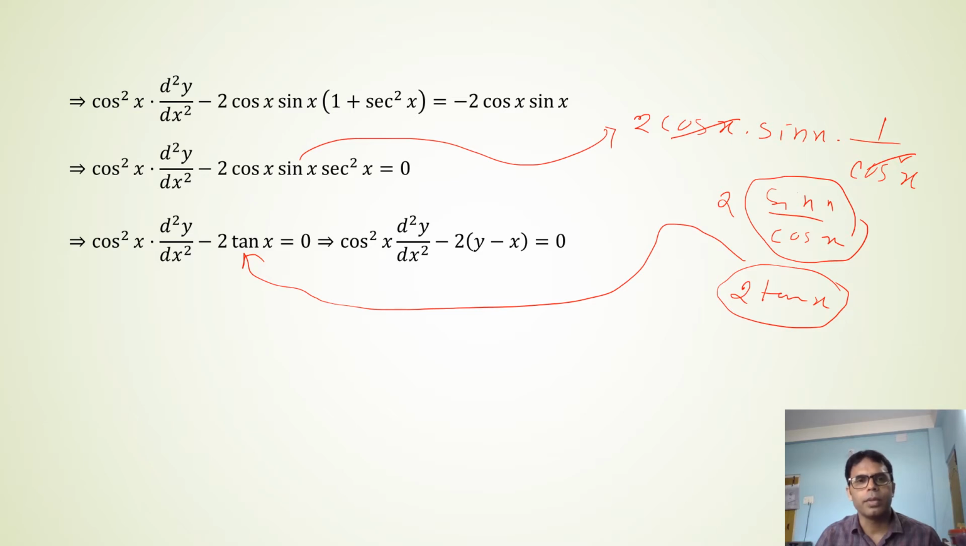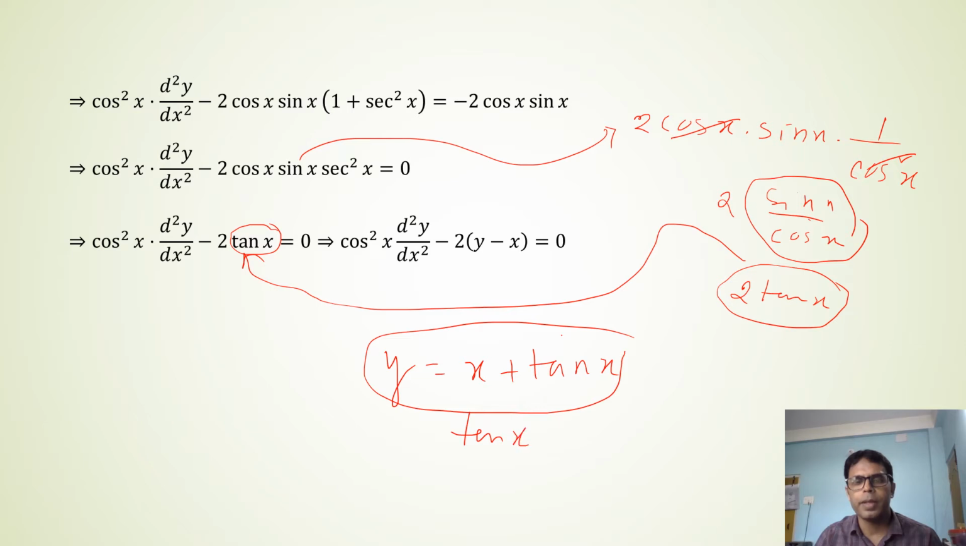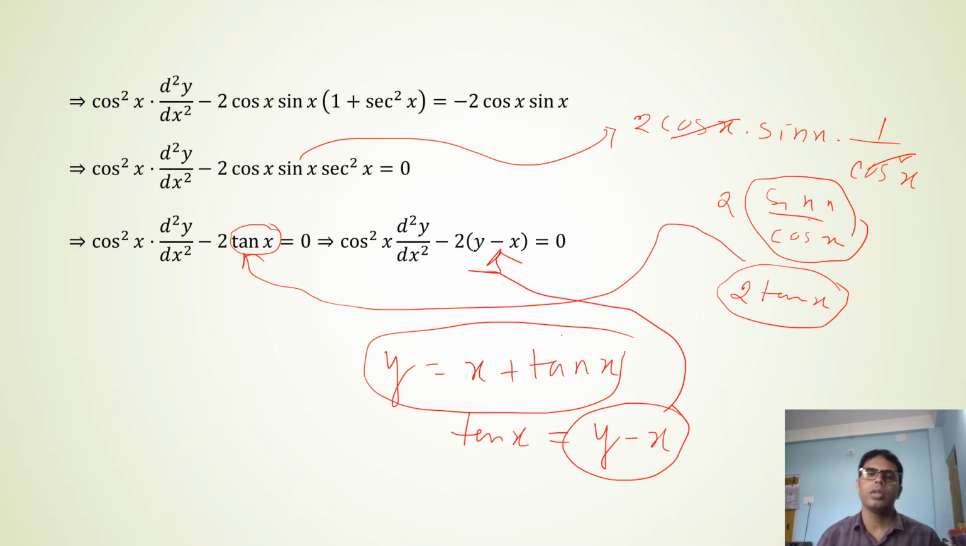Because this tan x, you see the question, the value of tan x is simply y minus x, because the question was given as y is equal to x plus tan x. This was the question in equation number 1. So in place of tan x, we can write y minus x, and this value is used in place of tan x. So that is the answer for the question. Hope you understood the question.